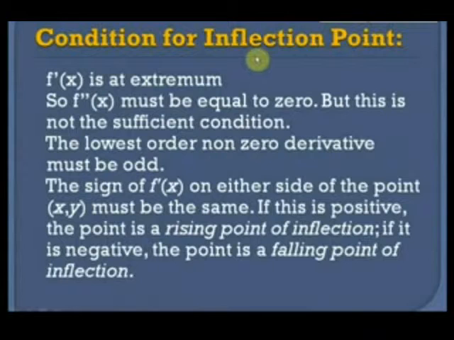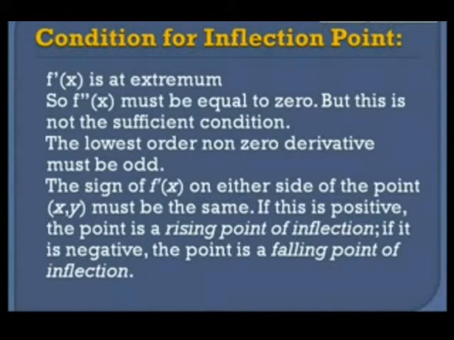Now let's see what is the condition for any point to be an inflection point. The condition is f dash x is at extremum. So if this is at an extremum, then f double dash x must be equal to 0. So this is one condition. But is it the sufficient condition? No. The sufficient condition is the lowest order non-zero derivative must be odd. So f double dash x must be equal to 0, but besides that, the lowest order non-zero derivative must also be odd.